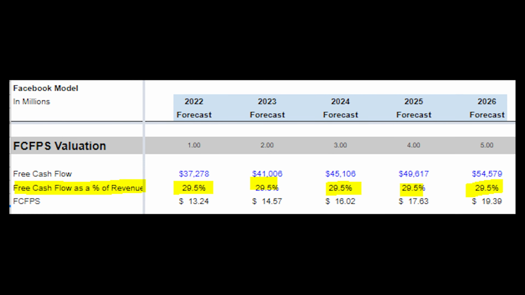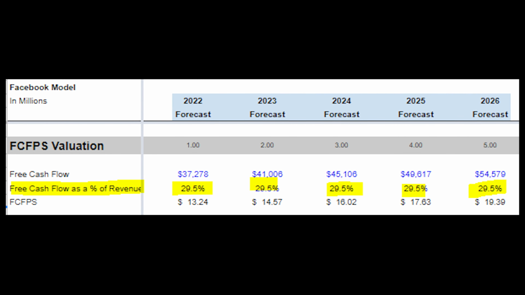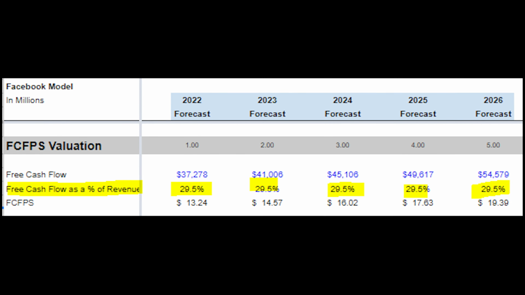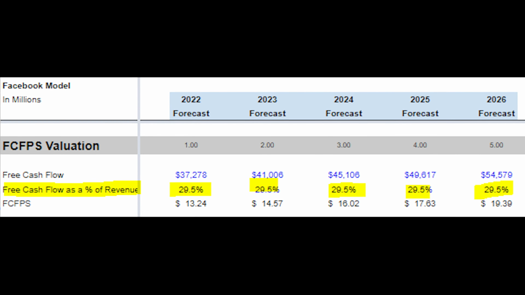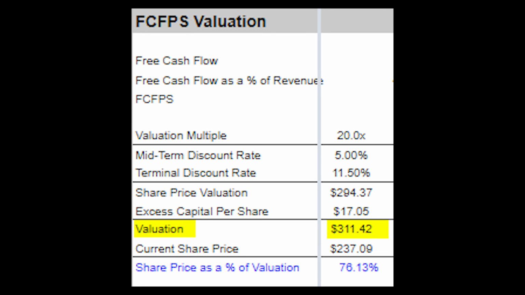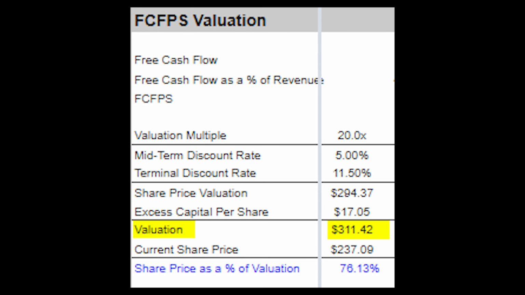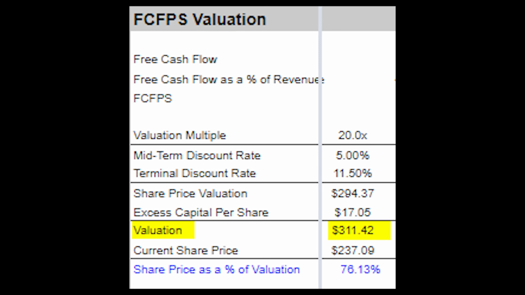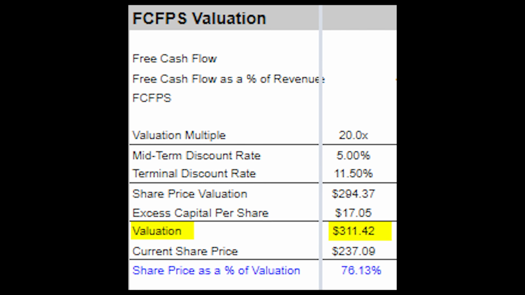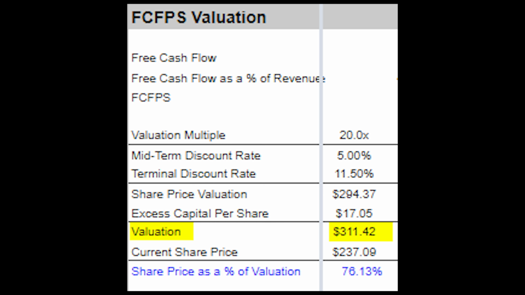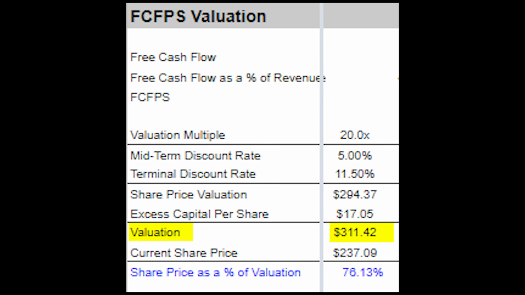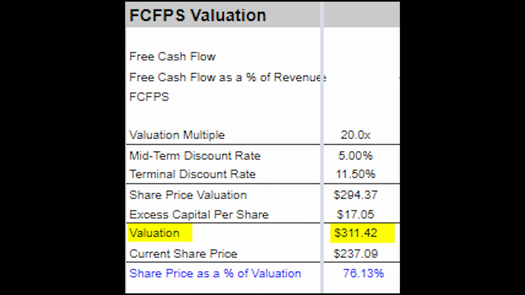And if you want to avoid all of the complexity, you can just value Meta using the free cash flow per share methodology. From here, you can see that I'm forecasting free cash flow per share as a percentage of revenue using historical performance of approximately 29.5%. From there, you can see that I'm using a valuation multiple of 20 times, a medium-term discount rate of 5%, and a terminal discount rate of 11.5%. So basically the same items as the other valuations, and I arrive at a value of approximately $300 per share, so pretty bang on with the adjusted EPS valuation. So that's how I'm valuing it.